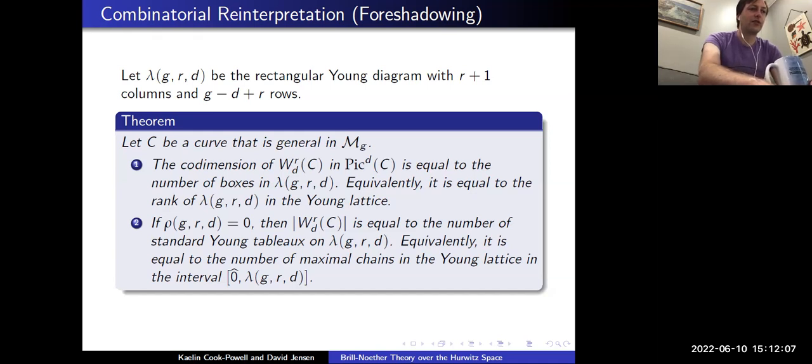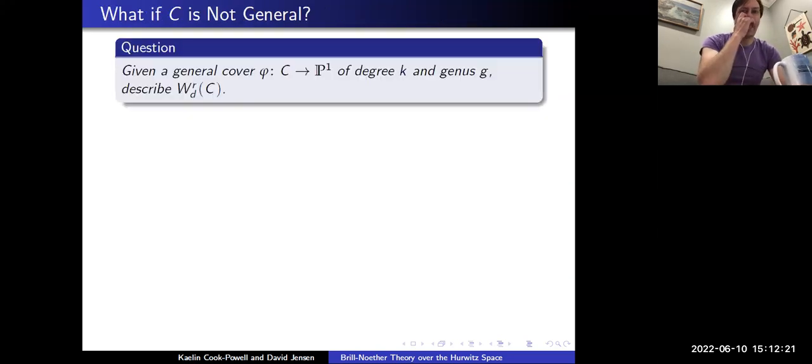Okay, so this work that I've been describing was basically all done in the 80s. And so now I want to talk about things that people have been thinking about more recently. These were all results about curves that are general in the moduli space of curves. But what if I have a curve that's not general? What can I say about its Brill-Noether varieties then?